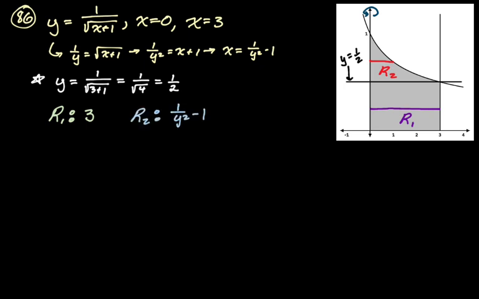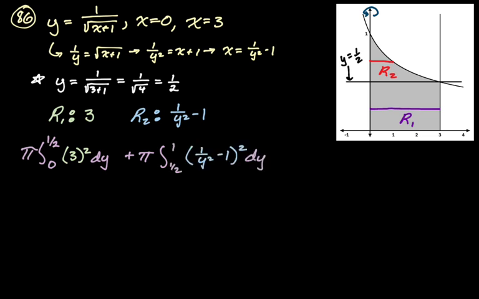R2 is the thing that we found, 1 over y squared minus 1. We're going to set up two integrals, do them both, add the result. That's the plan. So pi 0 to 1/2 of r1 squared plus pi from 1/2 to 1 of r2 squared. So quantity 1 over y squared minus 1 squared? I don't know what I even said. dy. All right, so let's just clean up integrands.